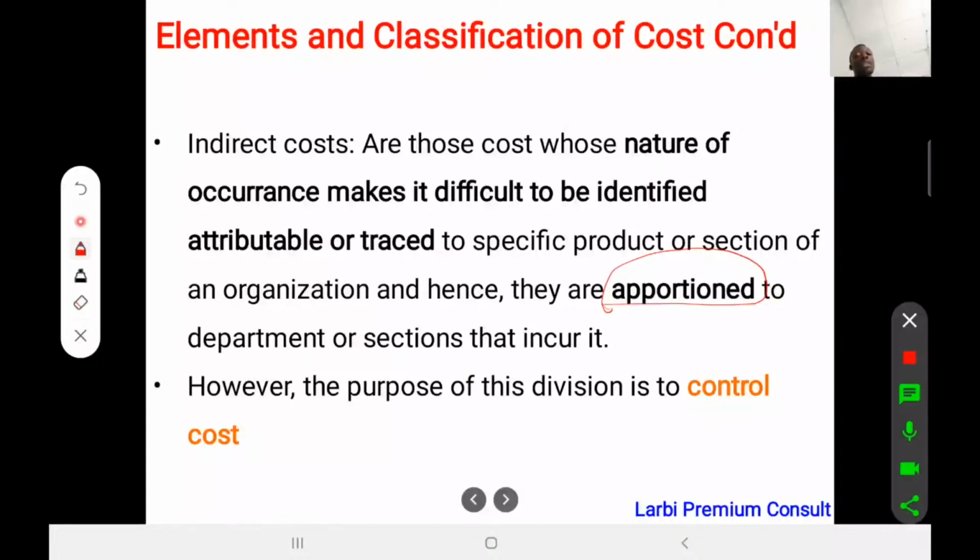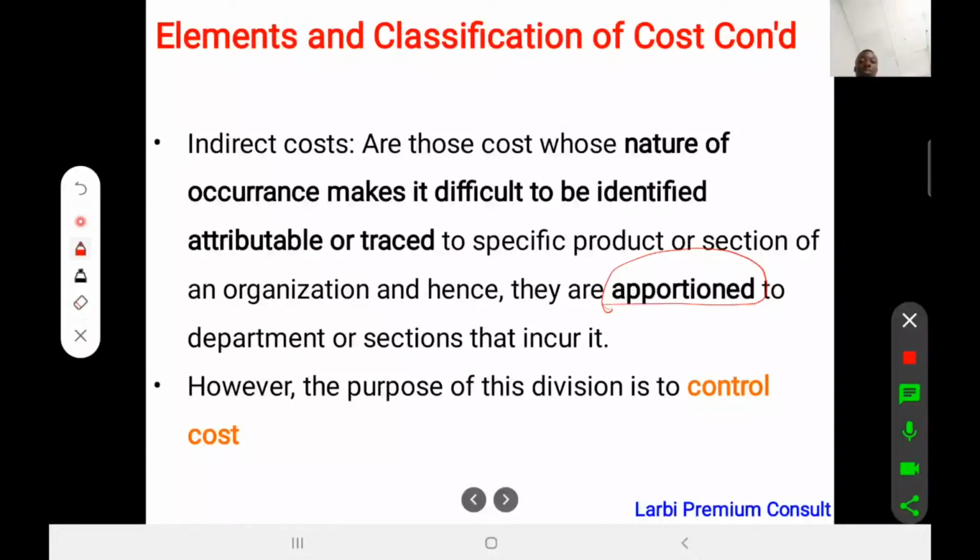And hence, since you cannot identify it to just one product or that section or that department, you need to consider the benefit to those who incur that indirect cost and then apportion it using a certain basis of apportionment, so that it results in a fair share of the cost, and nobody will enjoy high benefit while paying a low price, or pay a high price for low benefit from that service or cost. That's what I'm trying to put across.